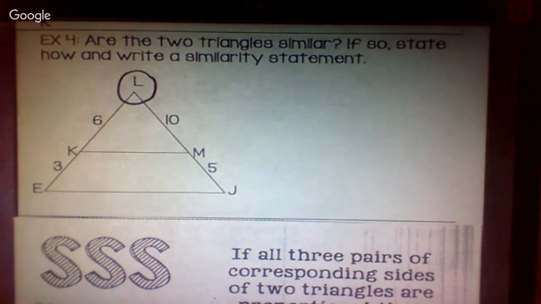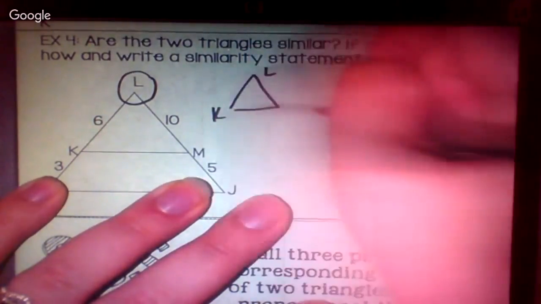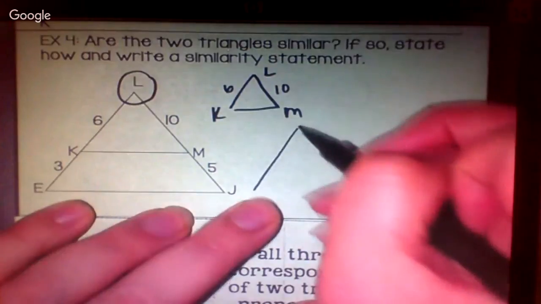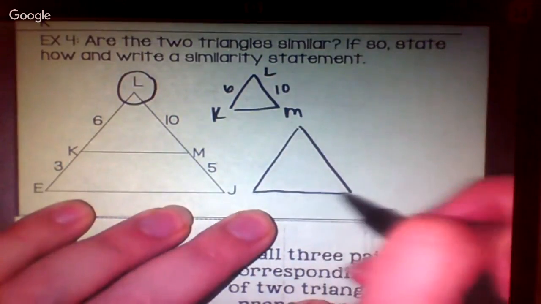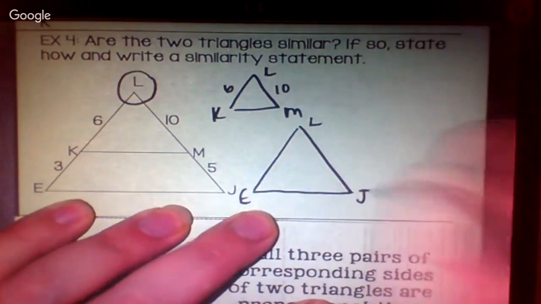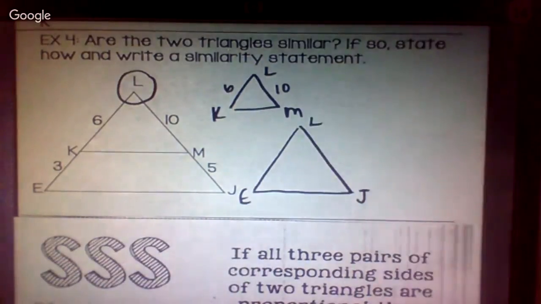Okay, this is why I said pull the triangles apart though. So, when I pull them apart, I've got this little triangle on the top that's LKM. And this side is a 6 and this side is a 10. When I pull the big triangle out though, this is LEJ. What is this side? It's not 3.